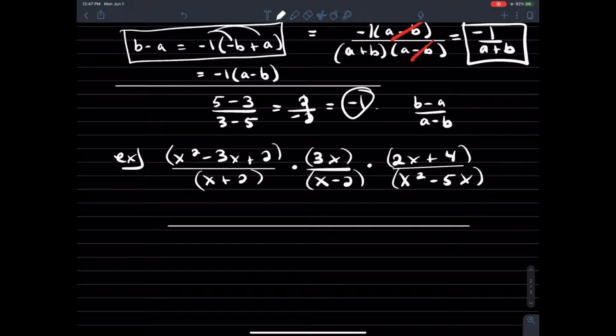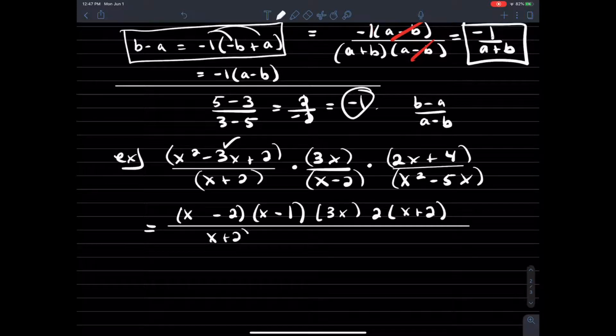So x squared minus 3x plus 2 is going to be 2 binomials. It's x, 2, x, 1, minus will give me my minus 3x. The 2x plus 4, we have a 2 in common, so I'm going to factor out that 2, x plus 2, and then we're going to factor the bottom. X plus 2 is already factored. X minus 2, just so you can see where we're going, is there. And this last one, x squared minus 5x, has an x in common.